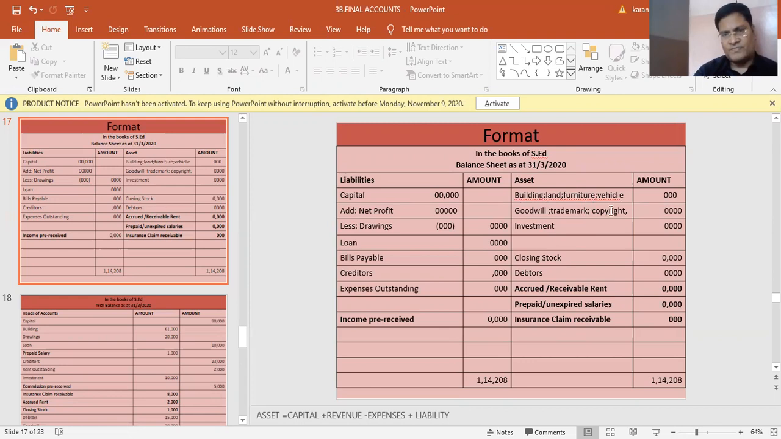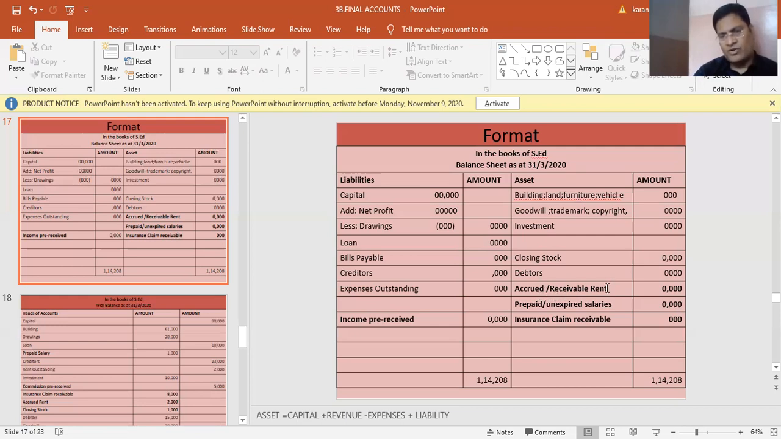Then goodwill, trademark, copyright, these are all intangible assets. Then investments, some investments the business does. Then closing stock, then debtors. Debtors might have some adjustments. Even anything may have an adjustment that we will be adding and subtracting. That we will be doing when we have done the adjustments. Then accrued rent or receivable rent.